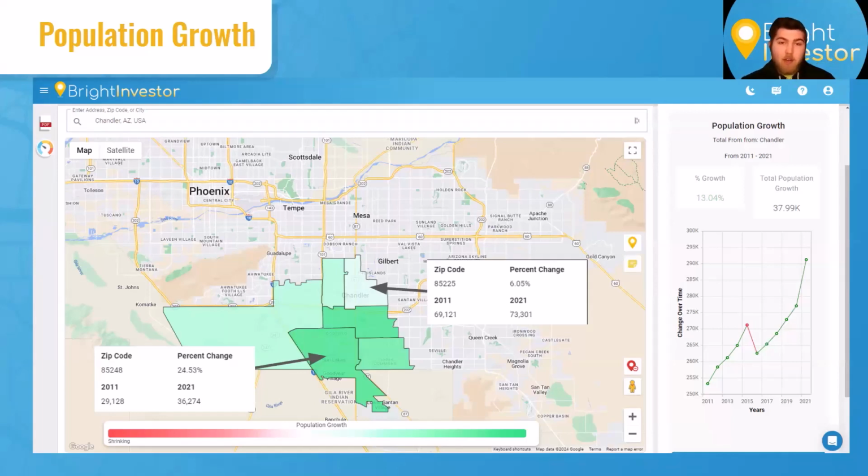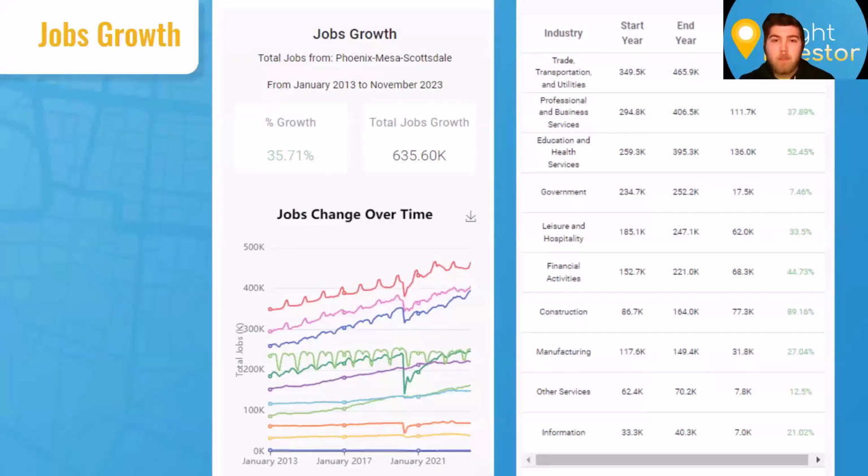Let's go on to the next component, which is after population growth, job growth. So for me, right now, population in Chandler gets a pass. And if I was looking at a deal here, it's a thumbs up from me. I'm going to keep moving forward and doing my analysis, and I'm popping the jobs.